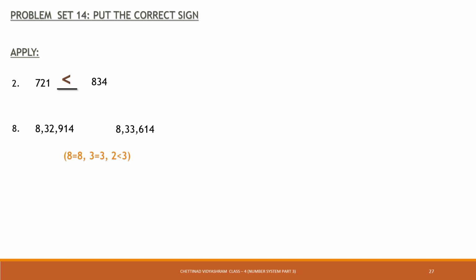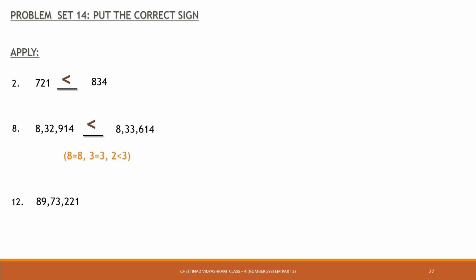Next is 3. Here also 3. 3 is equal to 3. Next here it is 2 and there it is 3. 2 is less than 3. Therefore, 8,32,914 is less than 8,33,640.